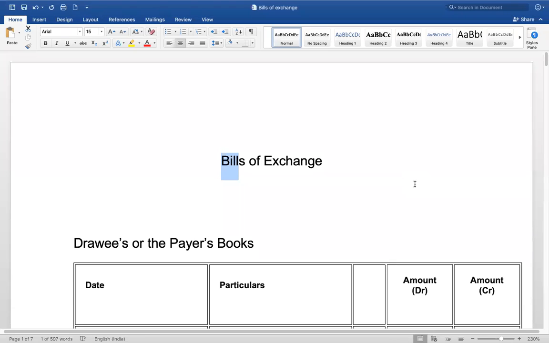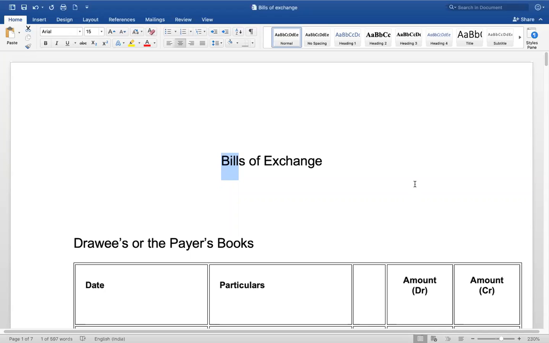There's a payer and payee. Who will be paid? Whoever is paid, that's called payee. Who is the payee here? In the first instance, it is the one who sells the goods. He is the payee. The drawer is also the payee.